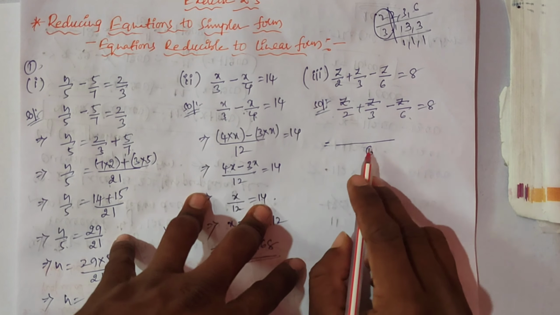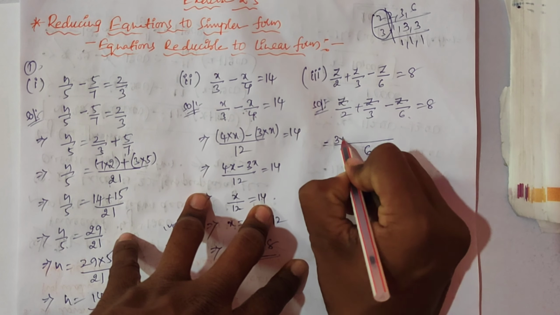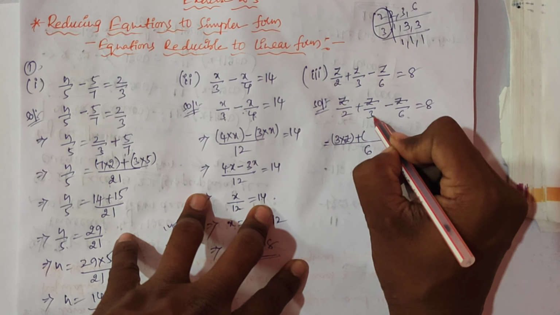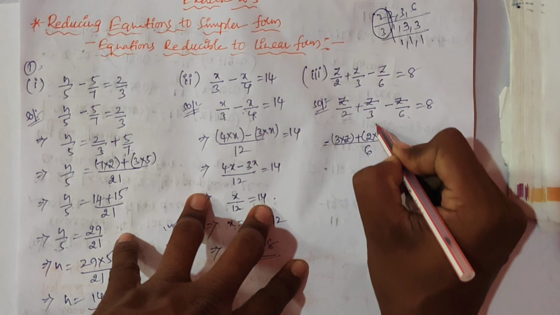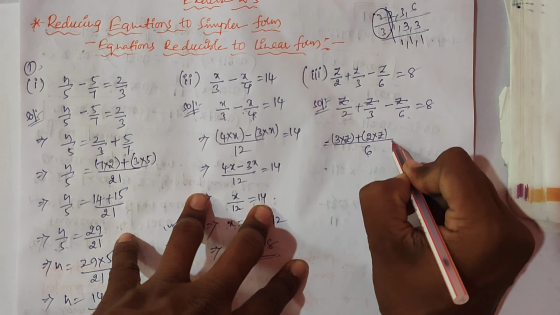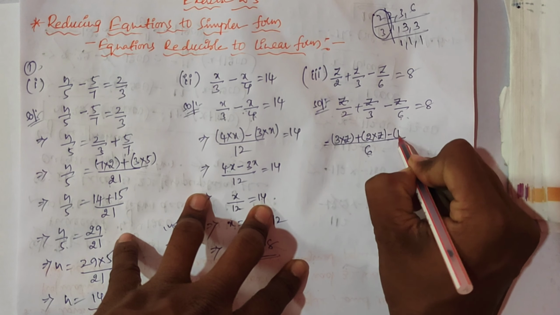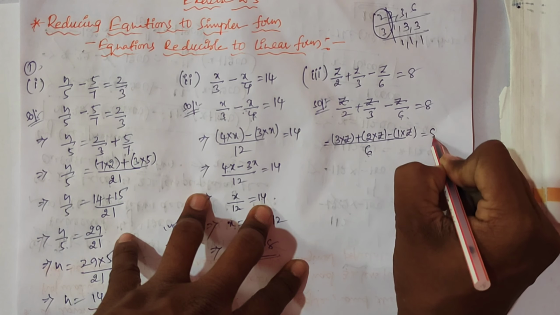Now compare the denominators here. In 2 table, 6 how many times? 3 times. Into what is the numerator here? Z plus. Now here 3 table, 6 how many times? 2 times, 3 2s are 6. Into what is the numerator here? Again Z. Symbol is minus. In 6 table, 6 how many times? 1. Into what is the numerator of 6 here? Z is equal to 8.